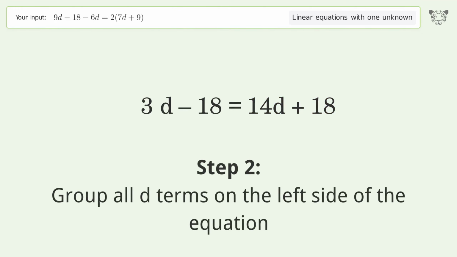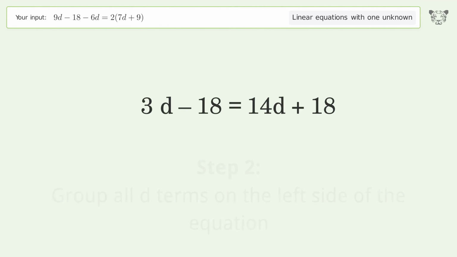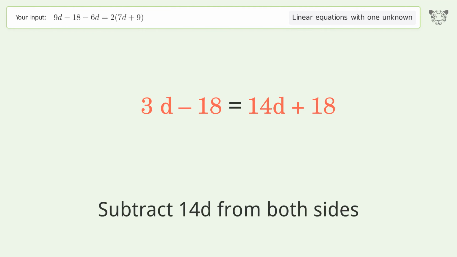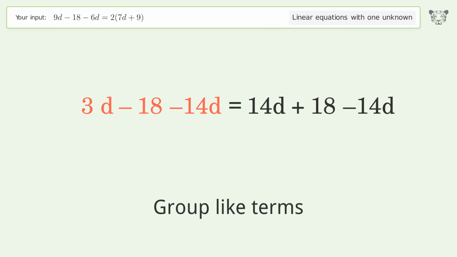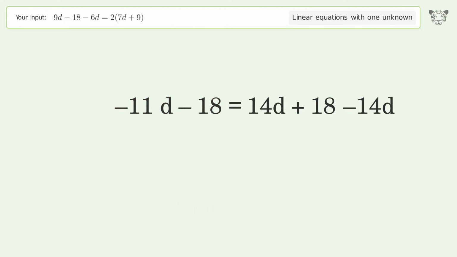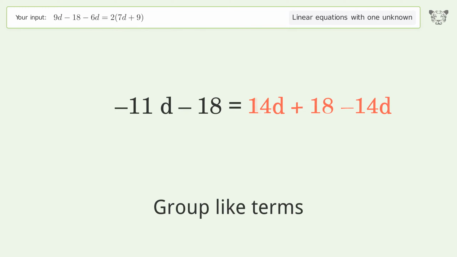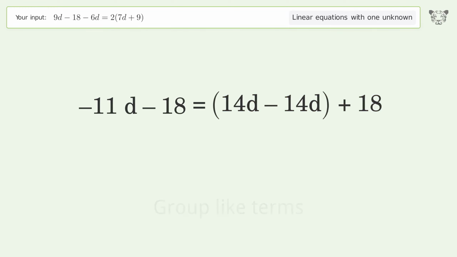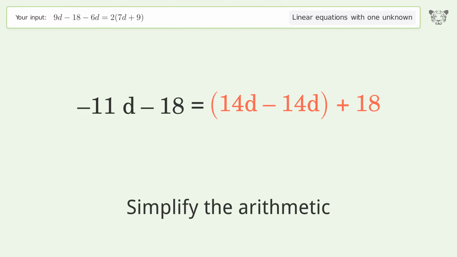Group all d terms on the left side of the equation. Subtract 14d from both sides. Group like terms. Simplify the arithmetic. Group like terms. Simplify the arithmetic.